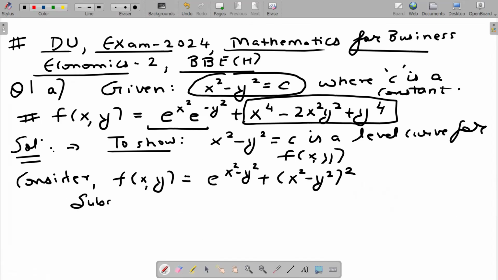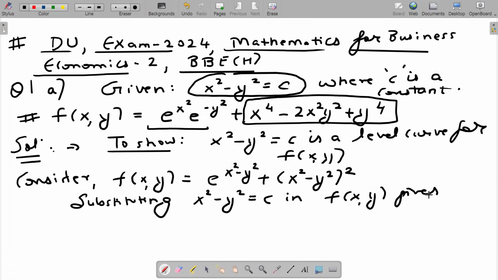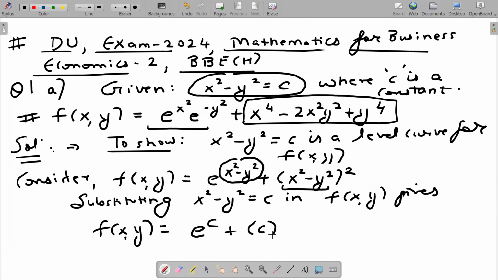So substituting x square minus y square equal to c in f of xy gives f of xy as e to the power c plus c cos square, which is a constant. Since c is a constant, e to the power c is also a constant.